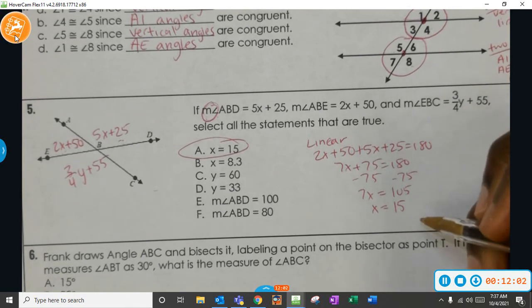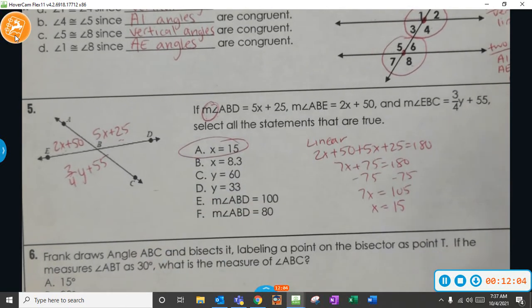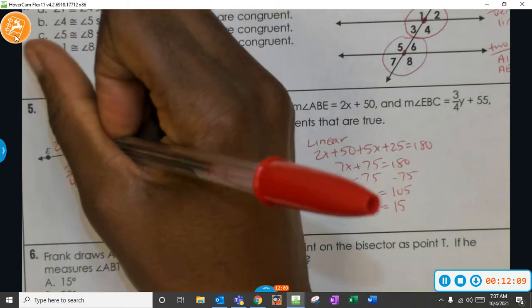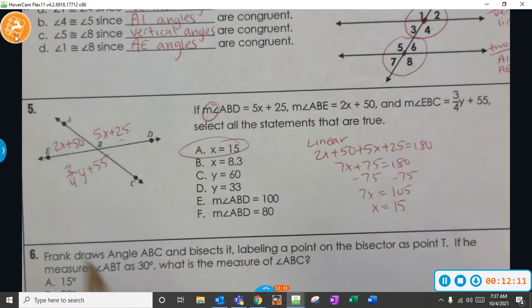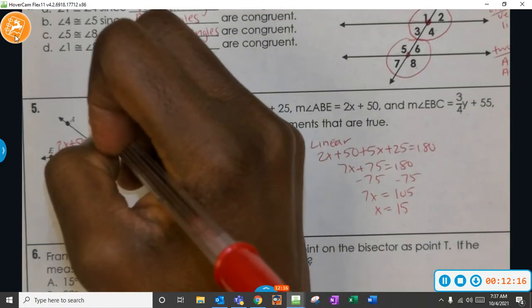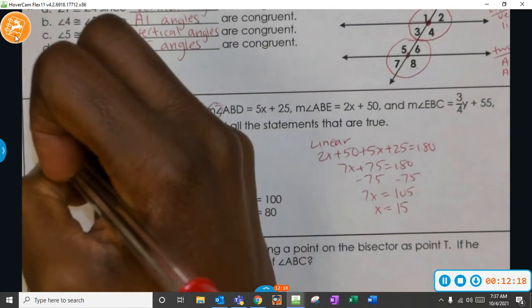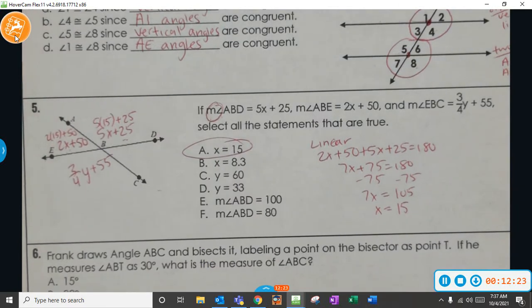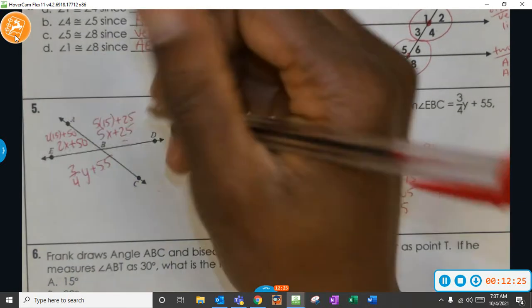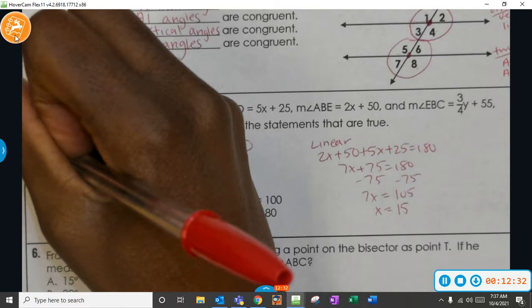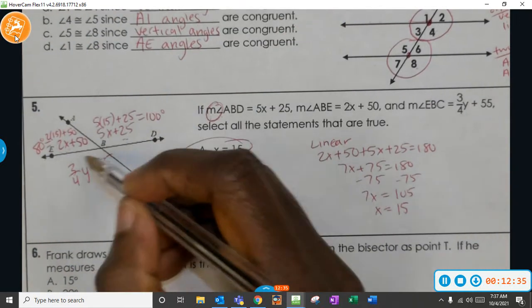Alright, and then to find y, there aren't two expressions with y in it, but now that we have x, we can substitute it in and figure out exactly what degrees these two angles are, and then use one of those angles to find y. So I'm going to plug in 15 for my x. 15 times 5 plus 25, this angle is 100 degrees. This angle is 80 degrees. And they make together 180, so that makes sense.